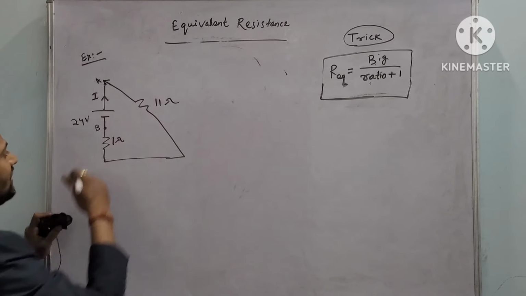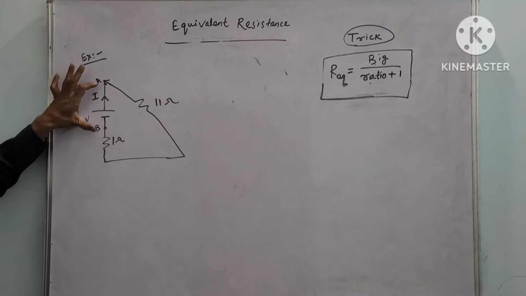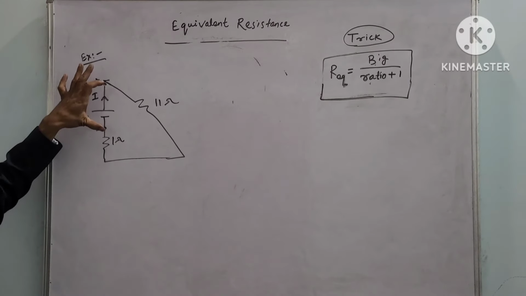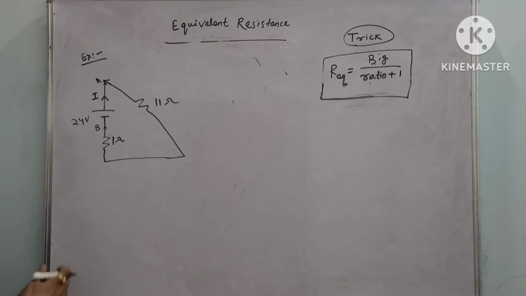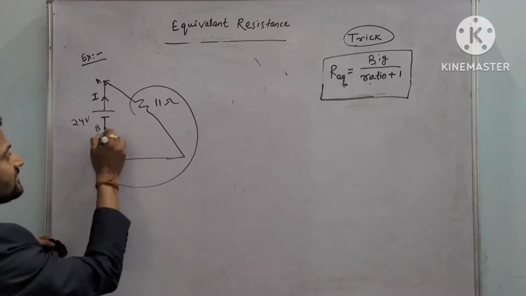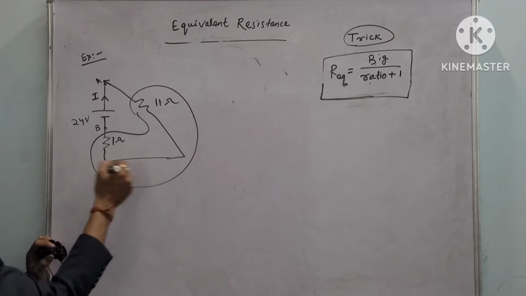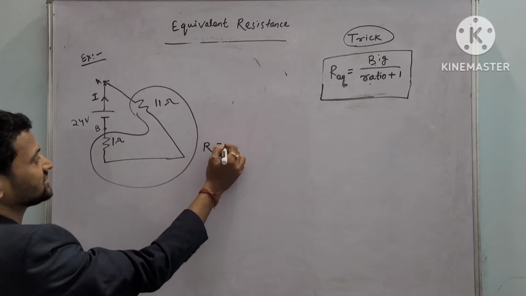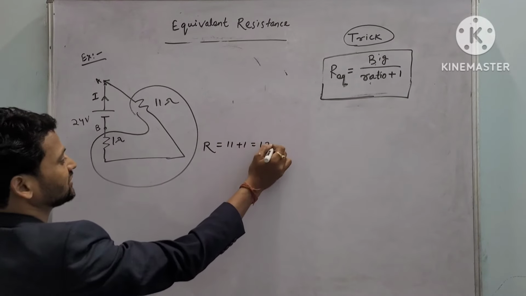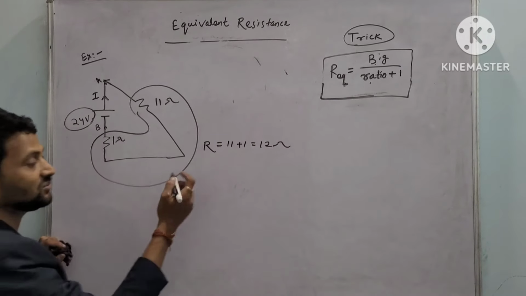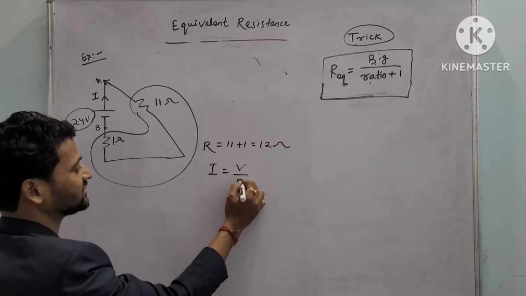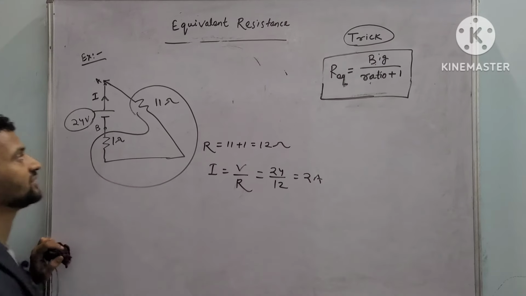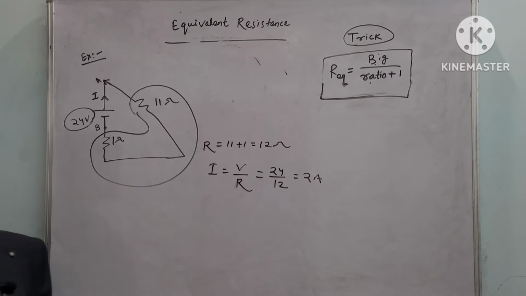Okay. So we have to find out the equivalent resistance across A and B. So looking from the two terminals of the supply, that is A and B, we can say 11 and 1 both are in series because there is no junction. So if it is series, what is the equivalent resistance? 11 plus 1, that is 12 ohm. Supply voltage is given 24 volt. What is current? Voltage upon resistance. 24 upon 12. It is 2 ampere. Okay.